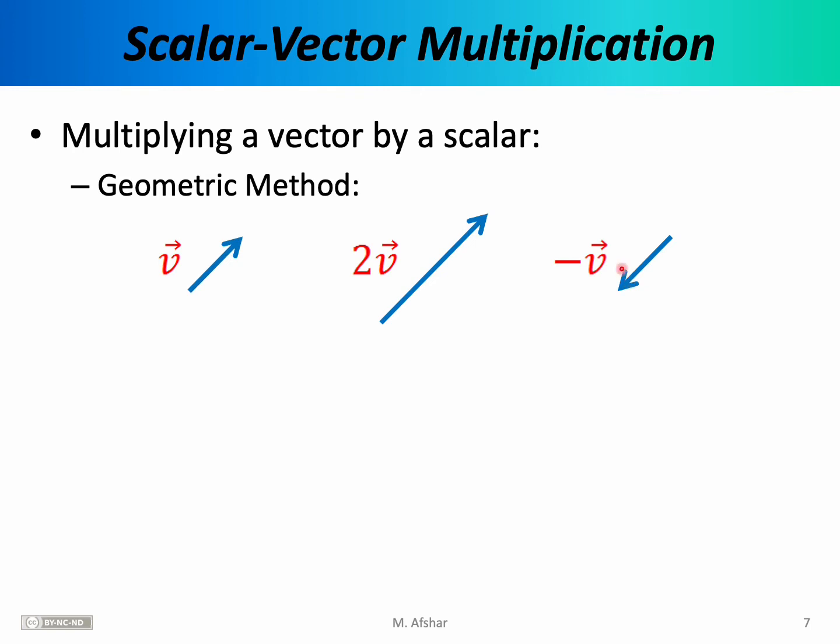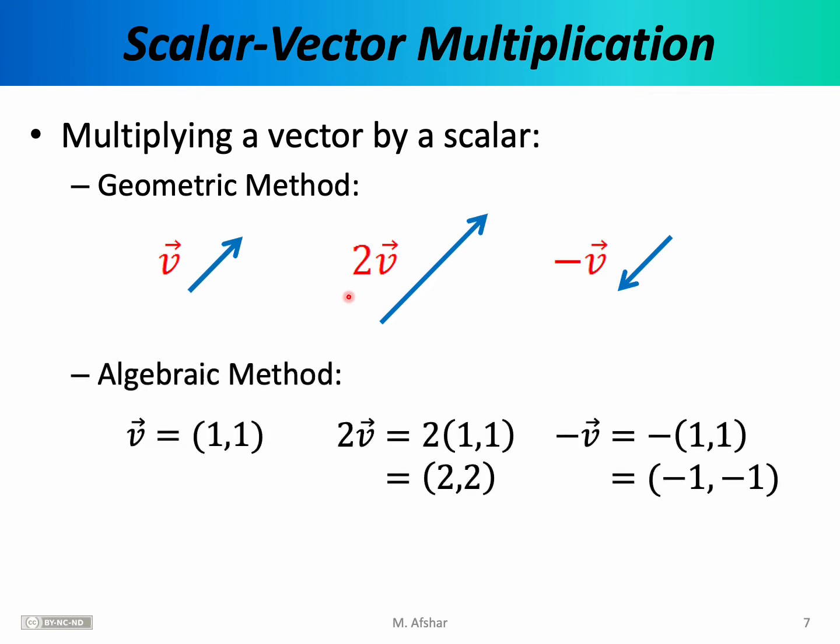What would happen if you multiply the vector by -2? Well, as you can guess, the orientation changes by 180 degrees, and then the length also changes by a factor of 2. So it becomes twice as long, and then it points in exactly the opposite direction to vector v here. Here I've presented the geometric method of multiplication.